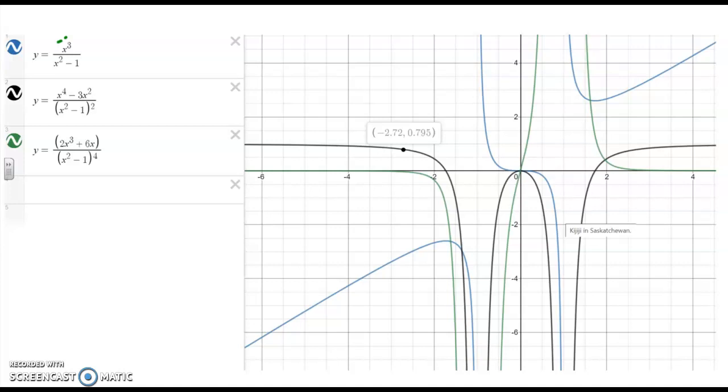Okay, we're going to stop here, and you can do a couple of questions from your textbook involving this, finding the intervals where the function is concave up or down using the second derivative.